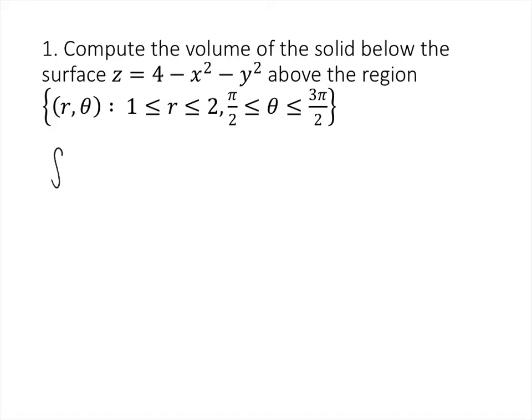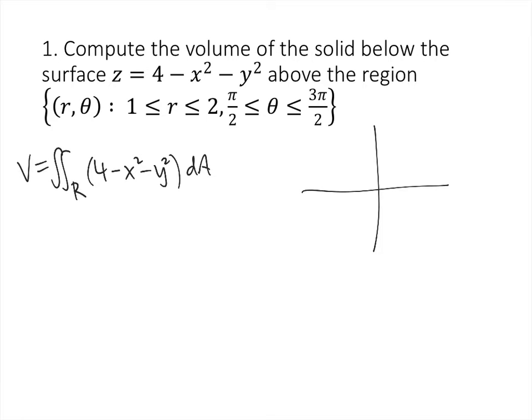So the volume that we're going to want is the double integral over this region R of the function 4 minus x squared minus y squared minus 0 dA. That's the setup. All right, so what's this region look like? In polar coordinates, we want to go from r equals 1 to 2, and then we want theta to go from pi over 2 to 3 pi over 2.